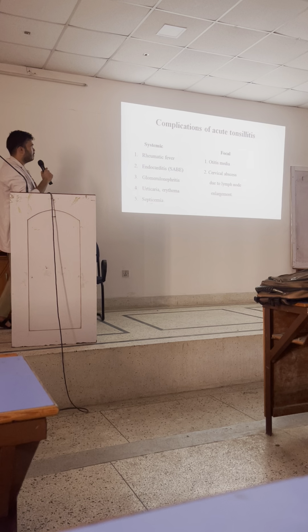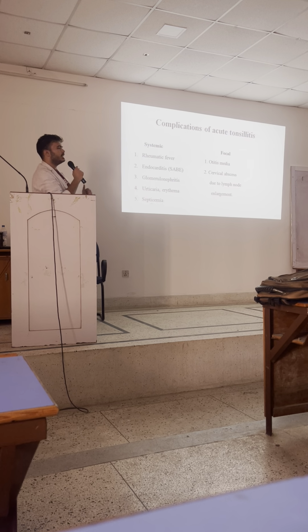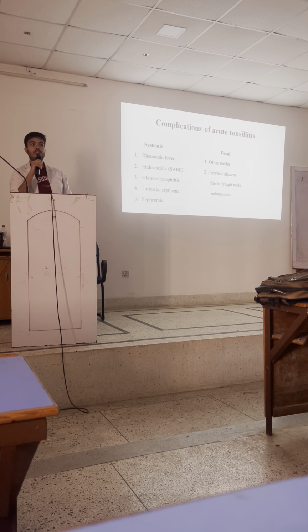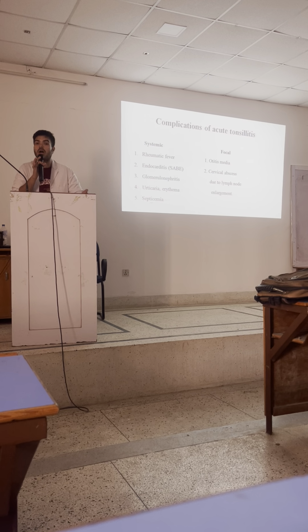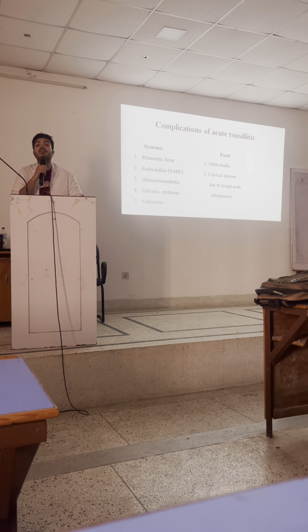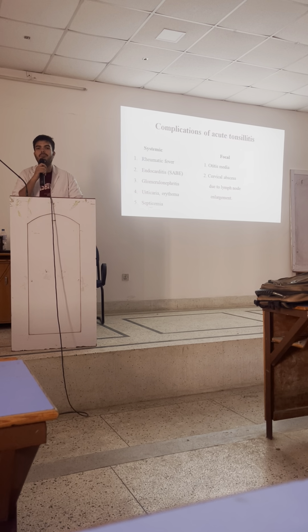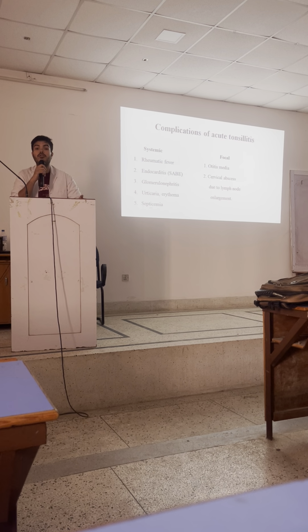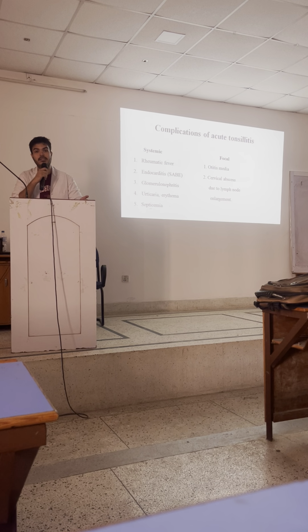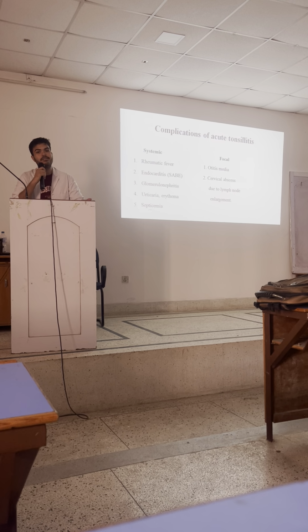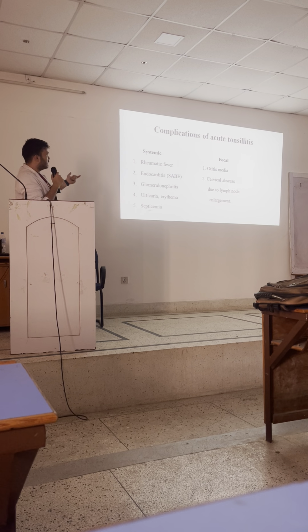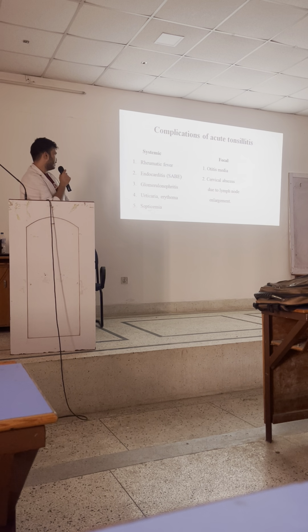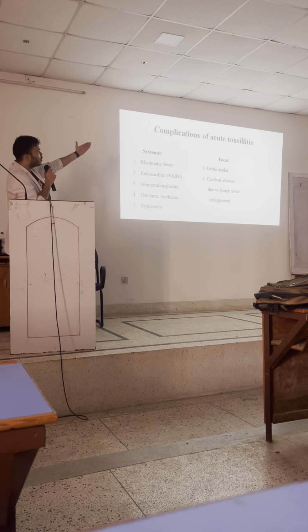Now, systemic complications. Why will systemic complications be there? Because, as I already told you, it's because of beta hemolytic streptococci. Beta hemolytic streptococci have cross-reactive antigens with the heart endocardium and with the glomerulus. That is why it can result in subacute bacterial endocarditis, glomerulonephritis, septicemia, rheumatic fever, urticaria, and local focal complications.